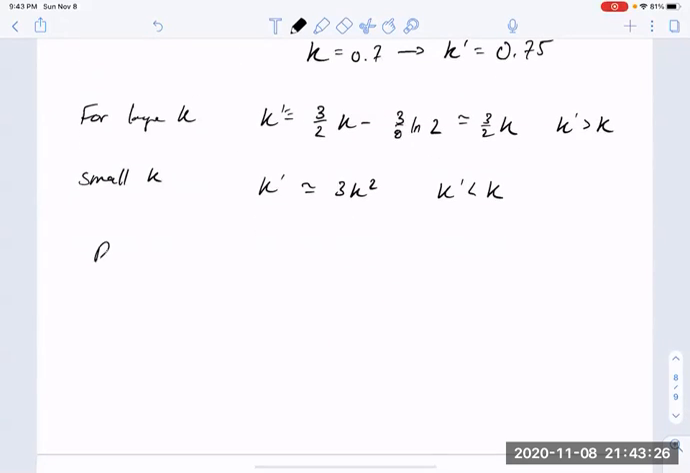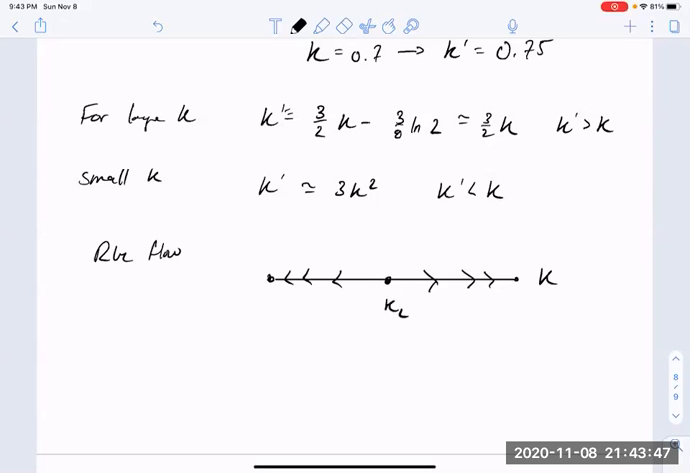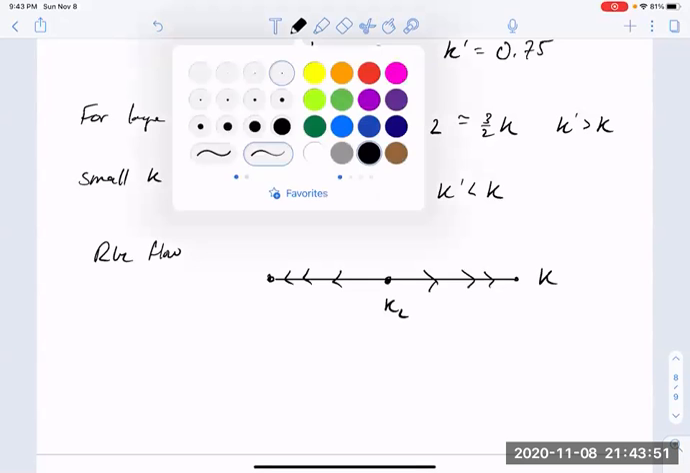Indeed, if I iterate my renormalization group flow in k, if I start small, I get smaller. If I start big, I get bigger, which must mean that there's a critical value in the middle that separates out those flow behaviors. That's a non-trivial fixed point.